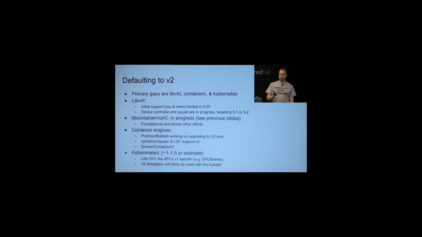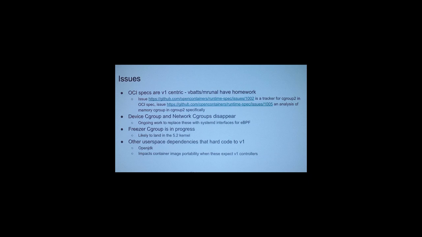Now, on the Kubernetes side, this is actually probably the longest road we have ahead of us, because again, we talked earlier that the OCI specs are very v1 centric. Well, so is the Kube API in several ways. So this is probably the longest road. But we can't actually start that until we get higher level stuff done. So sorry, Mrunal, you got some homework.